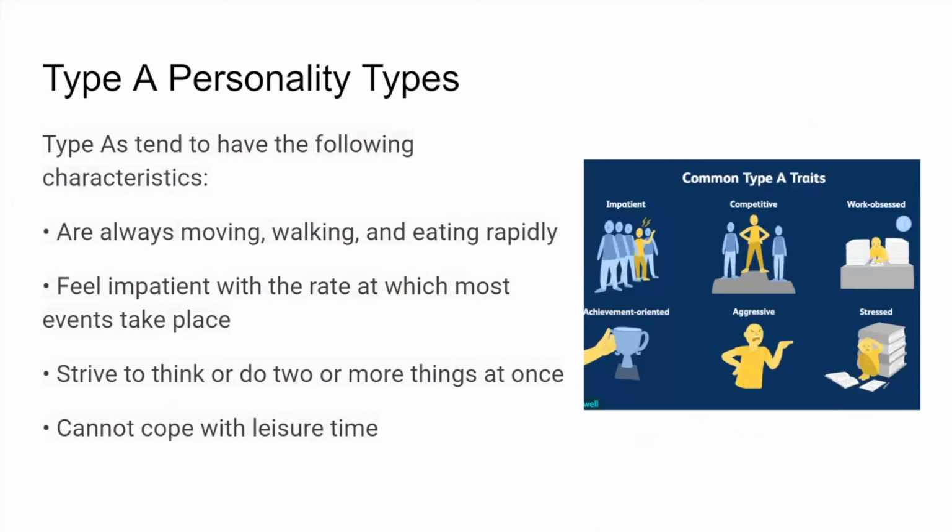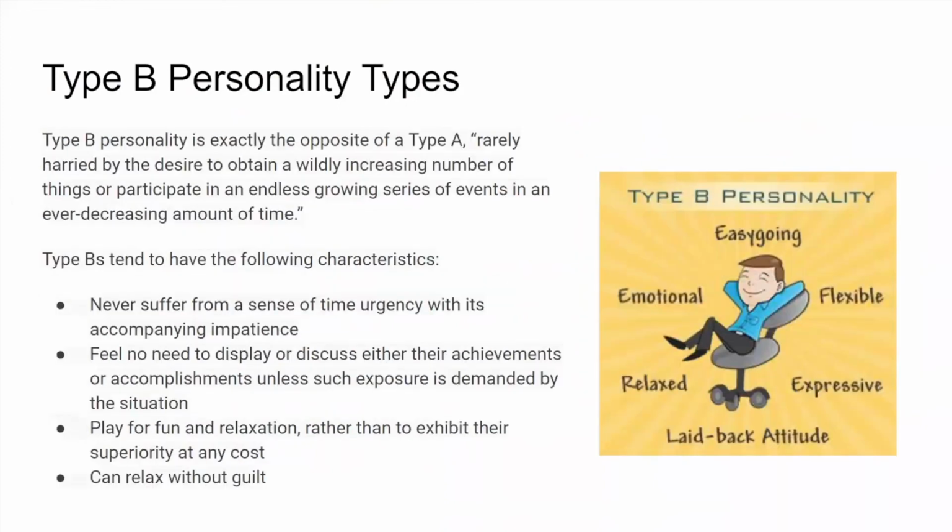So type A's: impatient, competitive, work obsessed, achievement oriented, aggressive, stressed. Now, some of those are positive, some of those are negative. Where to use it? Type B, on the other hand, exactly the opposite. Rarely harried by the desire to obtain a wildly increasing number of things or participate in an endlessly growing series of events in an ever decreasing amount of time.